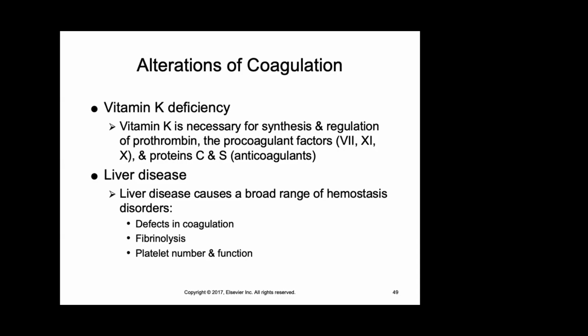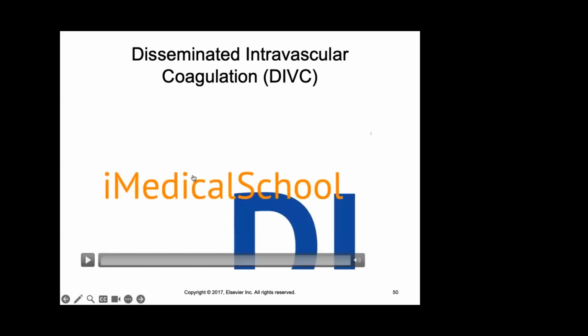Liver disease causes a broad range of hemostasis disorders: defects in coagulation, fibrinolysis, and platelet number and function, not to mention a drop in most clotting factors because they're manufactured by the liver, as well as a decrease in albumin production and a decrease in complement production, which makes you more likely to succumb to infection. Okay, let's take a look at DIC.